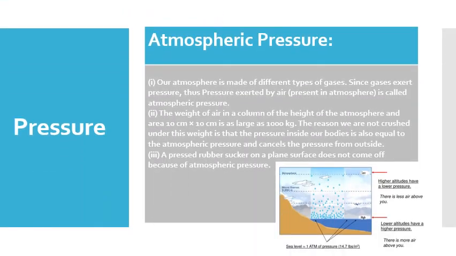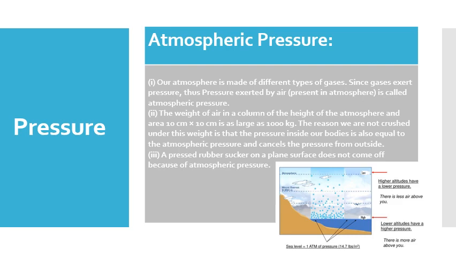Next is atmospheric pressure. Our atmosphere is made of different types of gases. Since gases exert pressure, the pressure exerted by the air present in the atmosphere is called atmospheric pressure.